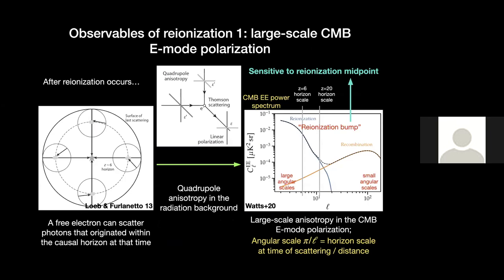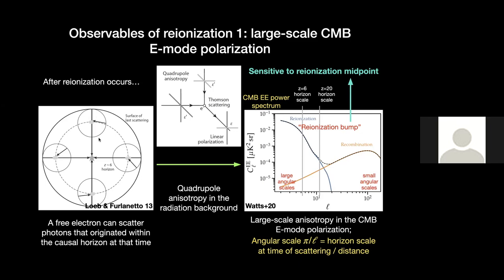And there are two major observables of reionization currently. One is the large-scale CMB E-mode polarization. This basically explains how the reionization process leaves an imprint on the CMB. The idea is that a free electron can scatter all the CMB photons out to a causal horizon distance away, and that's illustrated by the plot on the left here.